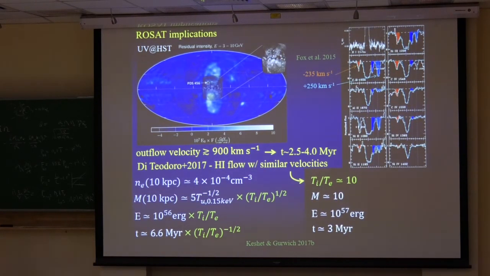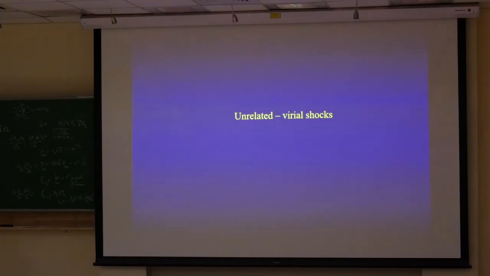So it seems that the temperature is rising by a factor of 2, but that's just because you're seeing electrons. The ion is just much hotter. This will make the bubble more energetic than I thought so far, and somewhat younger. I think this age is consistent with the ages we get from dynamics. The energy is somewhat large, and this will be very hard to explain with the star formation model. So I'm out of time.